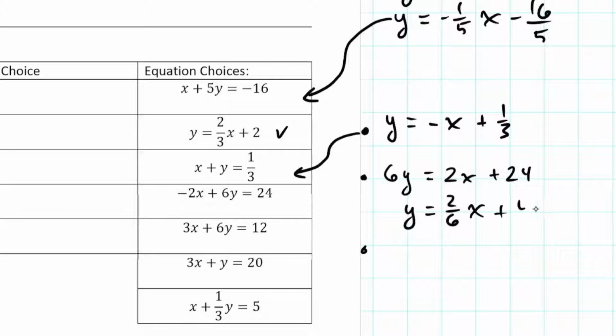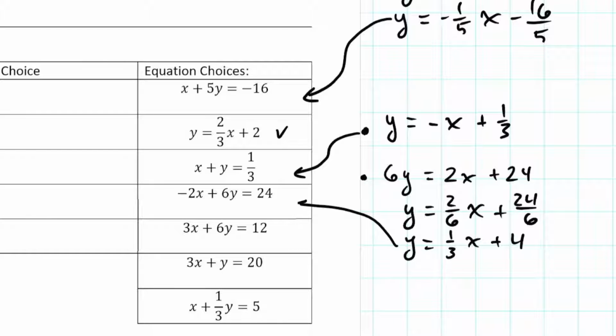In fact, I'll write it this way. I'll even do this. I'll put the 24 over 6. Well, these things can be reduced. So if I reduce these fractions, I get y is 1/3 x plus 24 divided by 6 is 4. So I can see this equation has a slope of 1/3, up 1 over 3. Ooh, yes, it does. And it has a y-intercept of 4. So that's this equation right here.